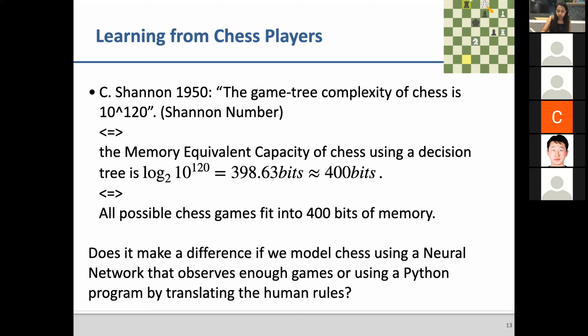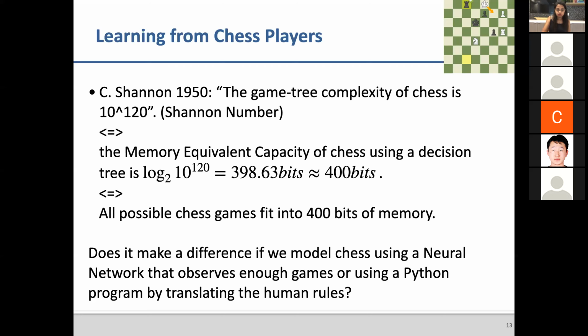What is the complexity of the chess game? What is the amount of uncertainty that I have as a chess player? And to just give you an idea, he's at 10 to the power of 120. Well, that means that is the number of states of the decision tree. So all I have to do is take the log 2 of 10 to the power of 120. And that is 398.63. And because I took the log 2 of states, I can measure in bits. And that means it's about 400 bits.